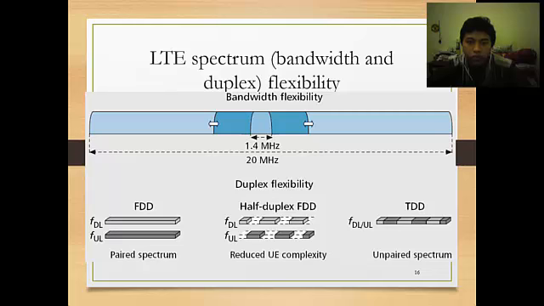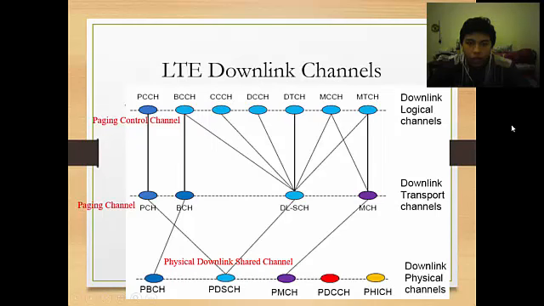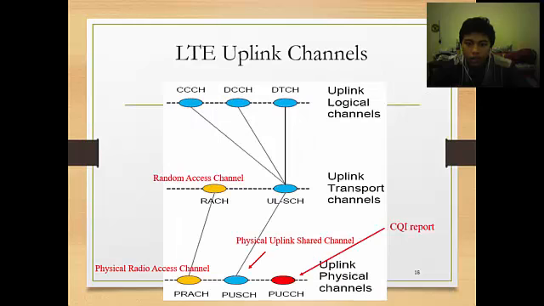LTE spectrum bandwidth and duplex flexibility. This is the picture of the LTE spectrum. This is a paired spectrum and a reduced paired spectrum, and then a reduced UE complexity and unpaired spectrum. These are the LTE downlink channels. This is the LTE uplink channels.